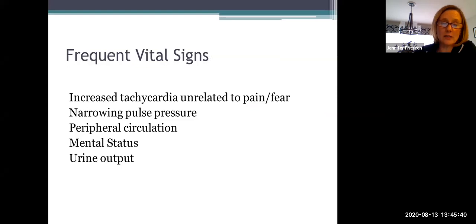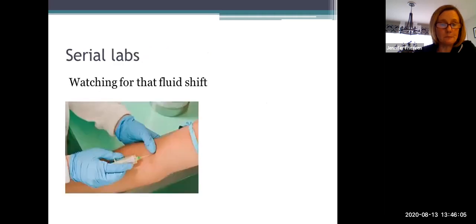We're going to do frequent vital signs. If they're an ICU patient, these are kids that are on Q1 to Q2 vital signs. They're on the floor Q4 at the very least. What we're looking for is, are they done bleeding? If we see tachycardia that's unrelated to pain or fear, we're going to watch for that narrowing pulse pressure. We're going to feel that peripheral circulation. Again, assess that mental status and urine output. All these things need to be done frequently.